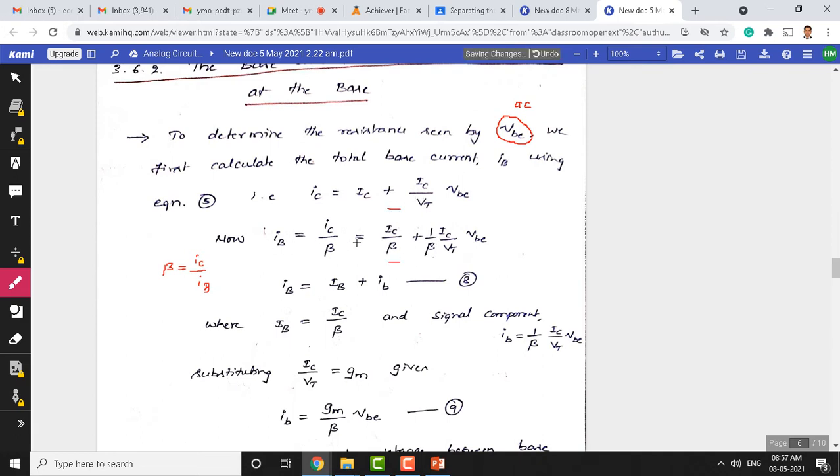Once we expand this equation for the base current, since there are two terms here, this is the first term and this is the second term, and this is the total base current here. Now we can denote this first term as the DC base current, capital IB. This is the DC. We denote it like this. And in the second term you can observe there is no AC term in this case. That's why we denoted this as the DC base current.